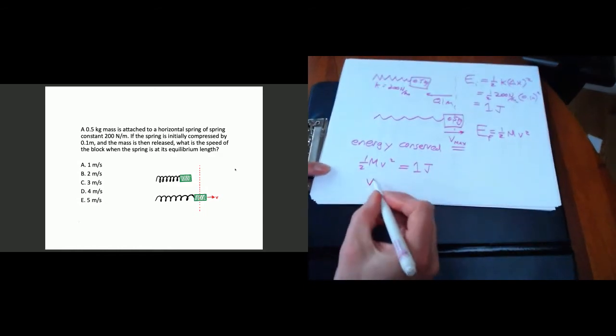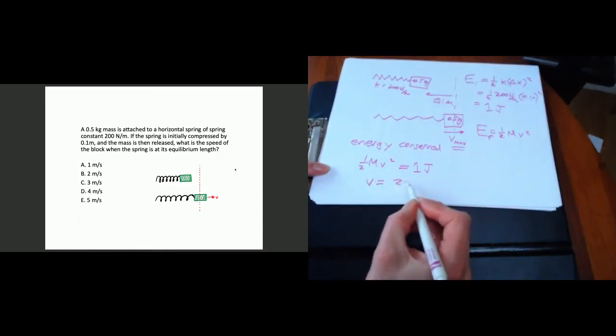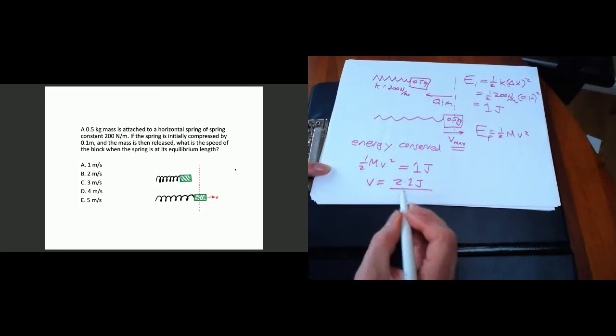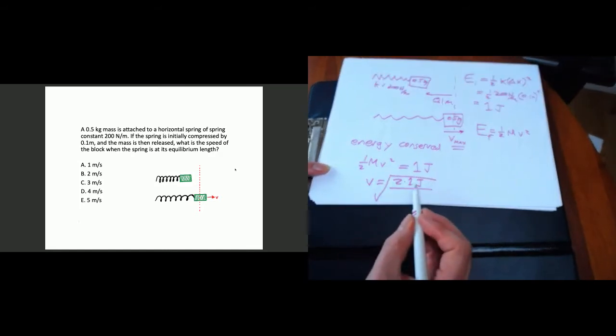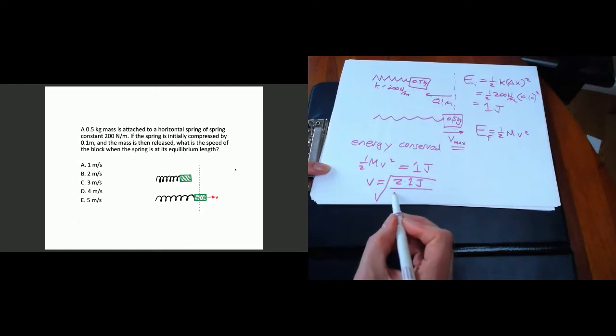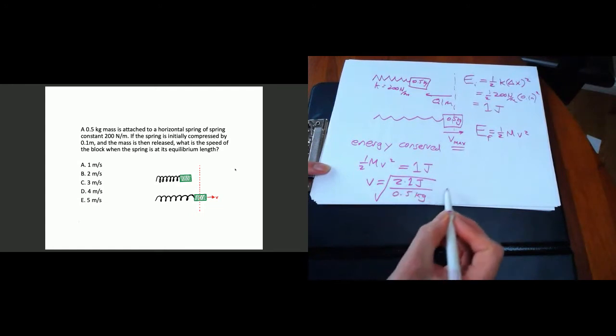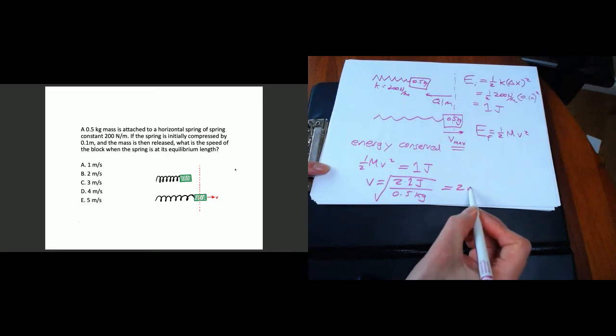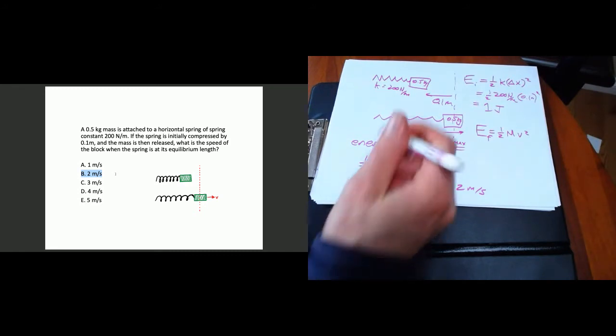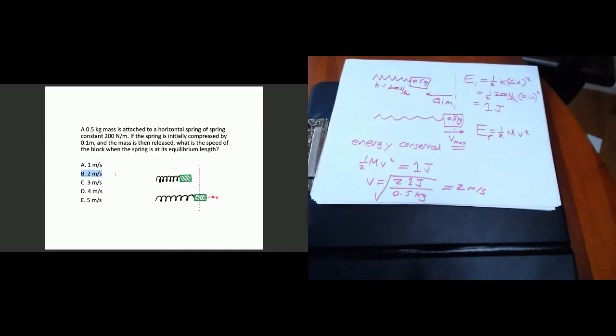And so we get that v is equal to the square root of 2 times 1 joule divided by the mass, which is 0.5 kilograms. And so that ends up being 2 meters per second. So the answer is B, 2 meters per second. That one was relatively simple because we started out in the situation with entirely potential energy and we ended up with entirely kinetic energy.